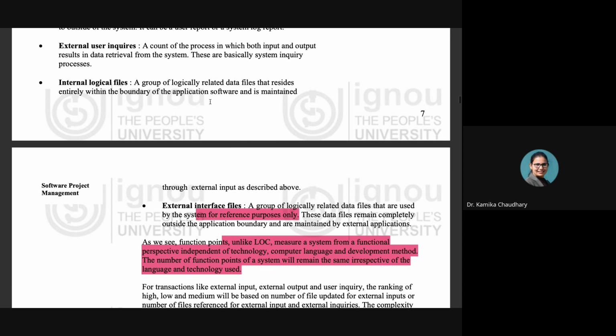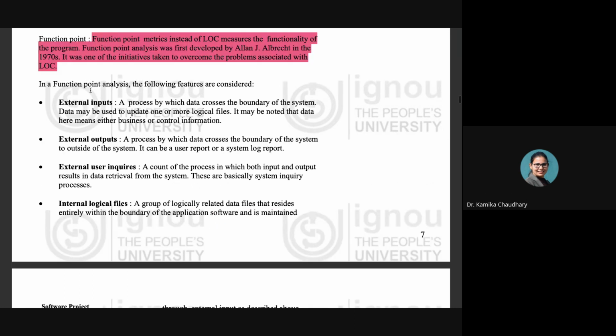So what we have till now in function point analysis, the following features are considered. The first feature is external input. Any input that is coming from outside of the software system comes under external input. External output is any process that is crossing the boundary of the system. External user inquiries are any processes that include both input and output.